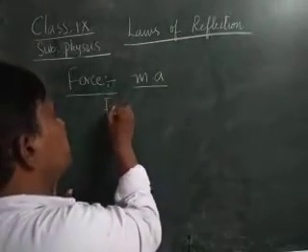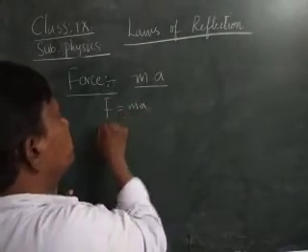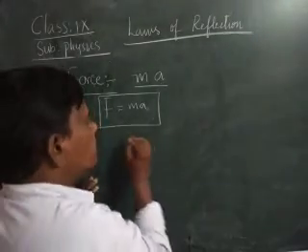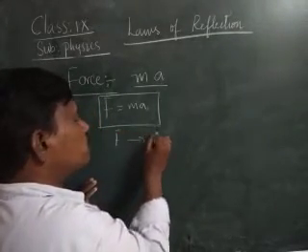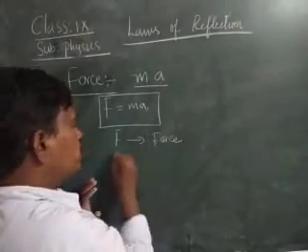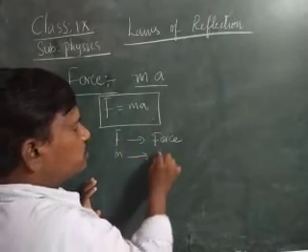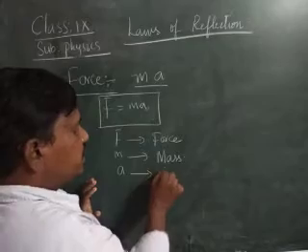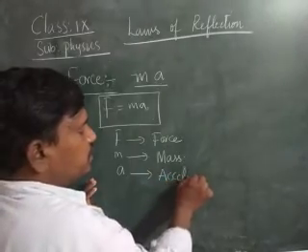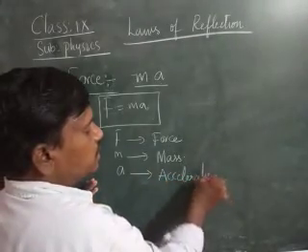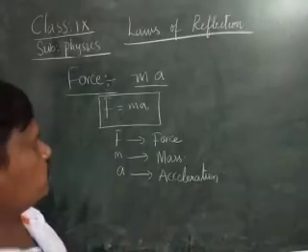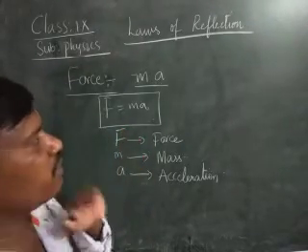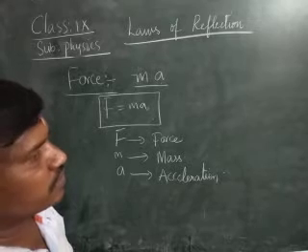F equals ma. Where F is the force, small m is the mass of an object, and a is the acceleration. F is the force, m is the mass, and a is the acceleration. F equals ma.